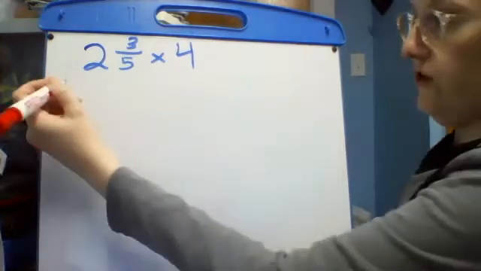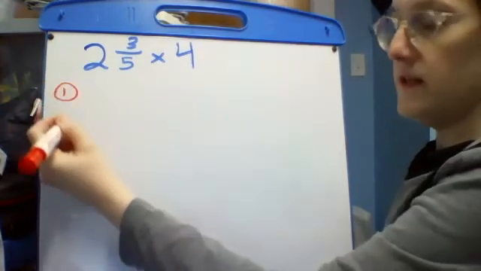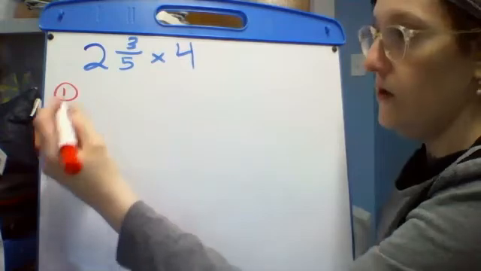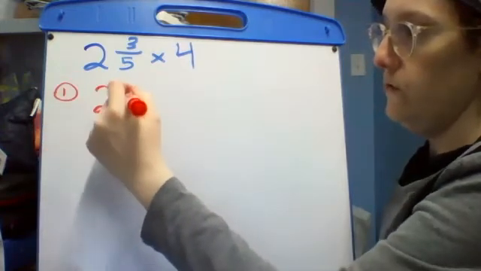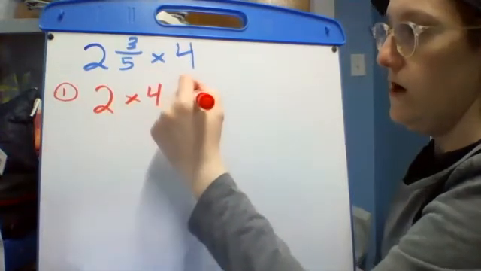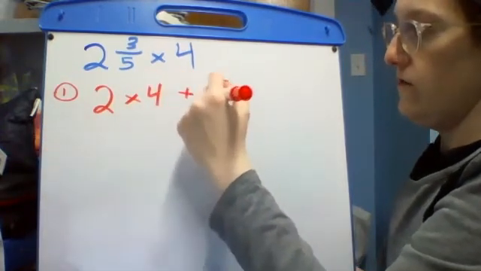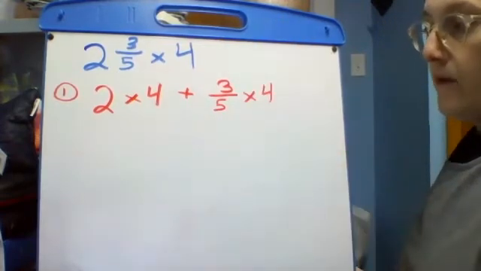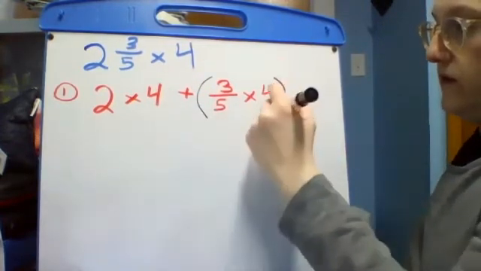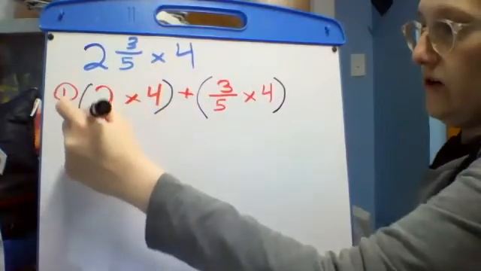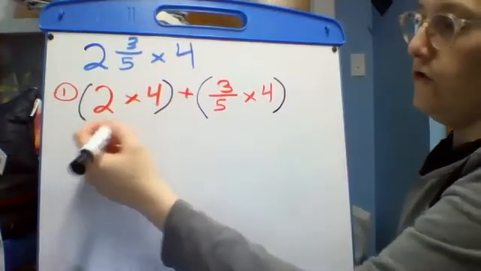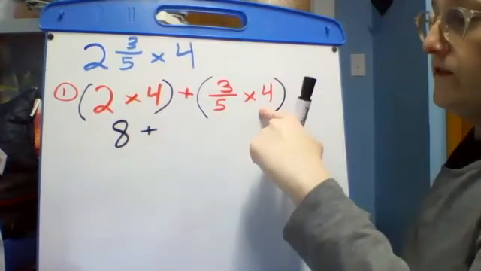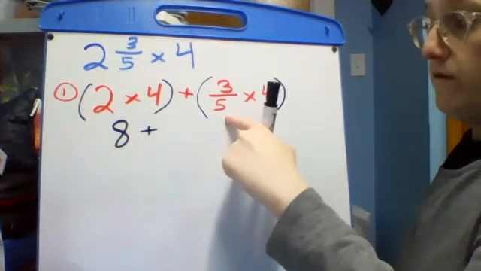Our first strategy is taking the mixed number and splitting it by the distributive property, which means we're going to do 2 times 4 plus 3/5 times 4. And again, if you want to use parentheses to help you keep it clear in your mind, you're welcome to. 2 times 4 is 8, plus 3/5 times 4, 4 groups of 3/5.